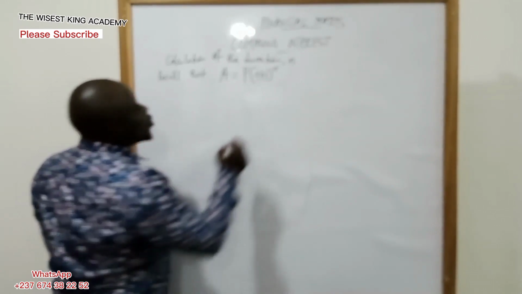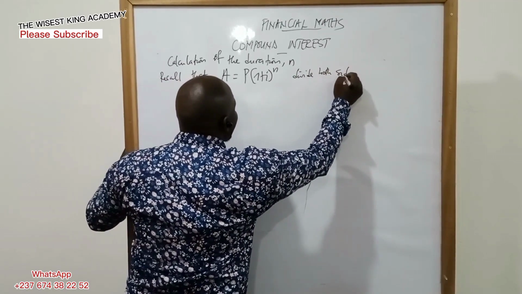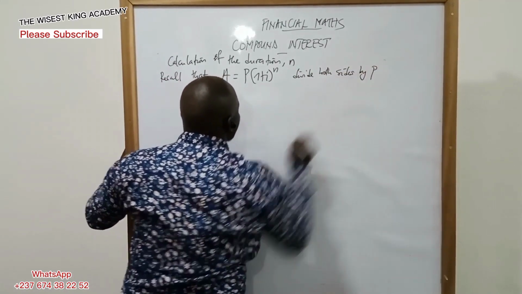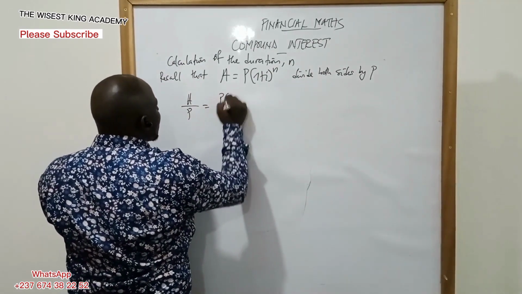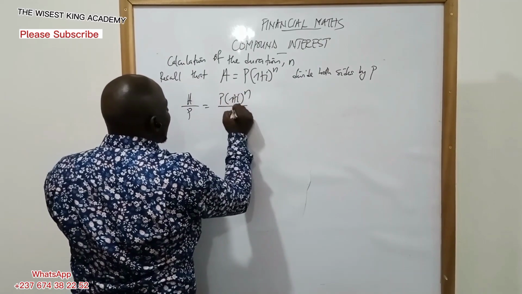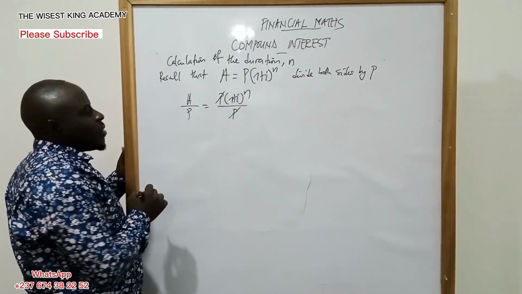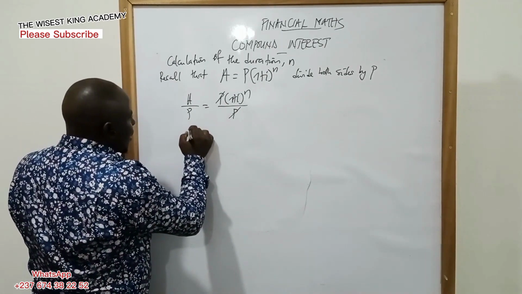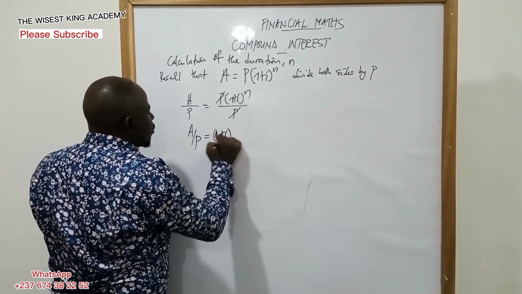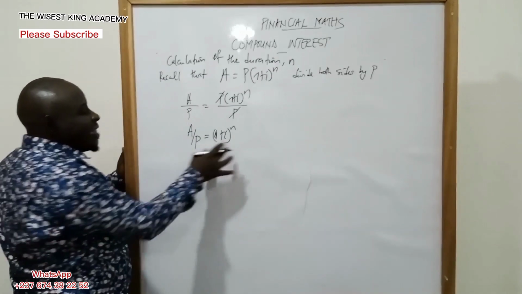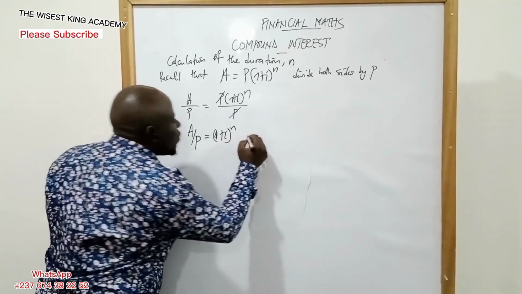Now the first thing we have to do, divide both sides by P. If we divide both sides by P, we are going to have A divided by P equals to P into 1 plus I raised to the power n divided by P. If this is done, this one is cancelled out. So we are left with A divided by P equals to 1 plus I raised to the power n. At this level, we introduce log.